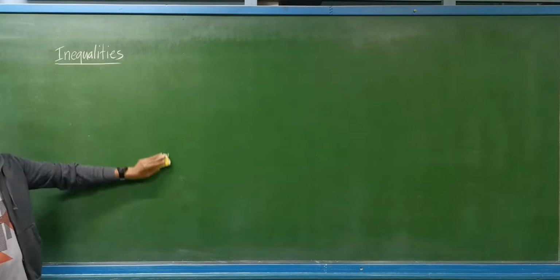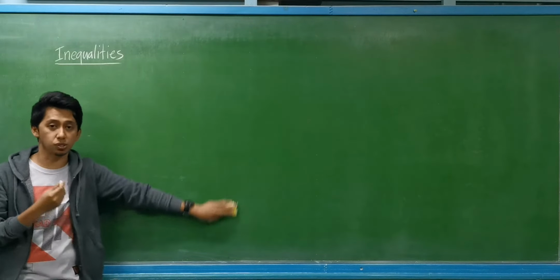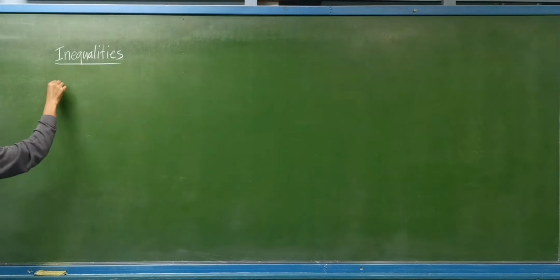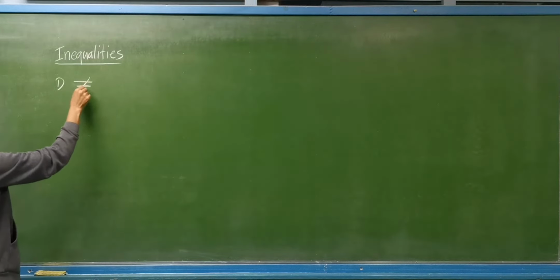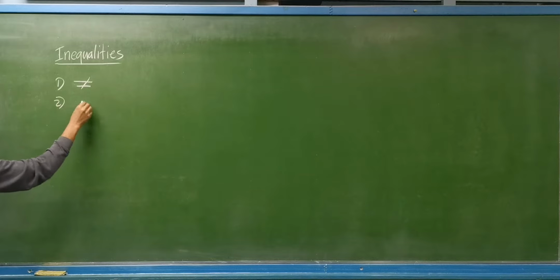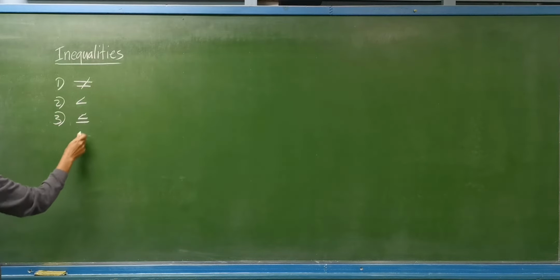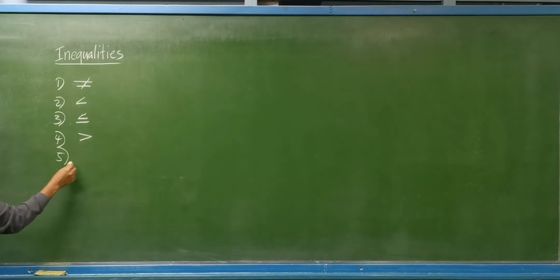Next up, we have inequalities. So how do we express the inequalities of terms? We have 5 symbols. Number 1, not equal to. Number 2, less than. Number 3, less than or equal to. Number 4, greater than. Number 5, greater than or equal to. So these are the 5 symbols.